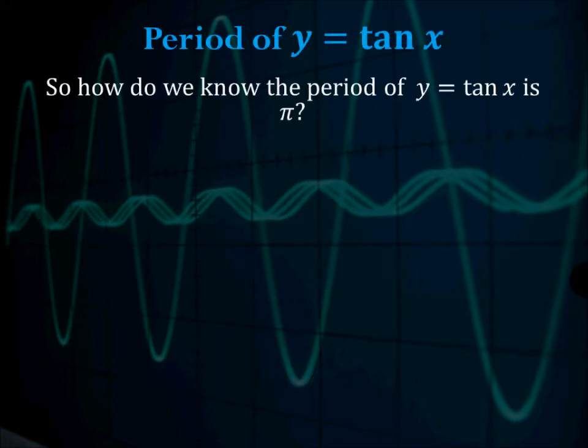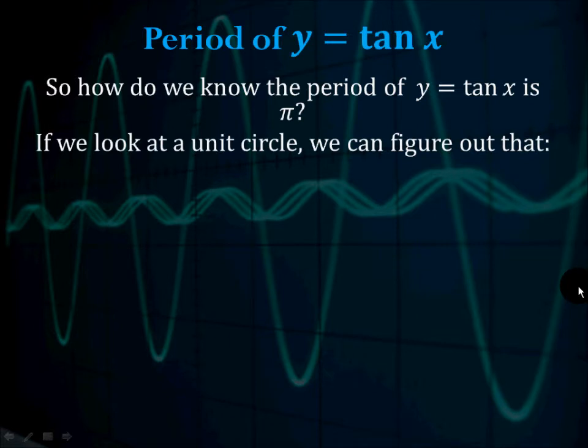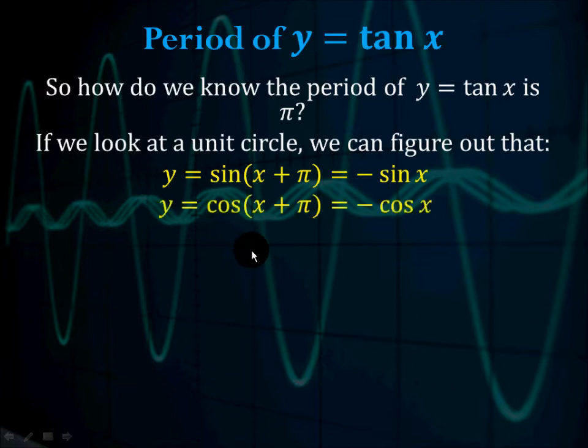So now let's explore the period of the tangent function. If you remember, the period of sine and cosine were both 2 pi. So how do we know that the period of tangent is pi? And that's what it is, it's going to be pi. Well, if you look at a unit circle, you know that y equals sine of x plus pi equals negative sine x. In other words, if you move 180 degrees, the sine of your current value is going to be exactly the opposite. Likewise, if you work with cosine, the cosine of x plus pi, or 180 degrees, is going to be the opposite of cosine of x.